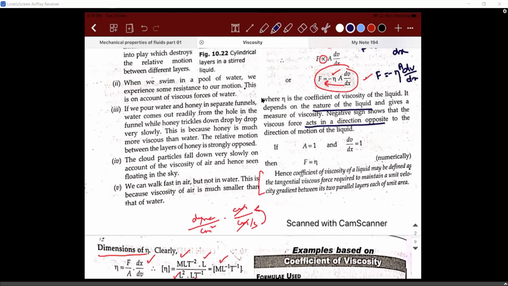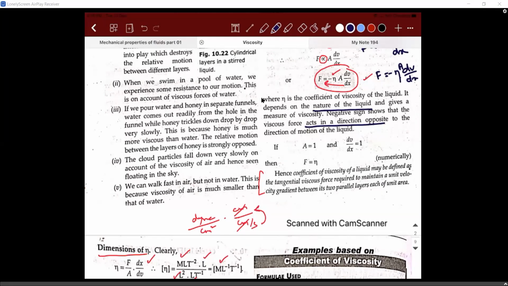So A is equal to 1, dv by dx is equal to 1. Put it. Then what will happen? F will be equal to neta. In bracket, what is given? Numerically. So numerically, these two values are going to be the same. F is equal to neta.